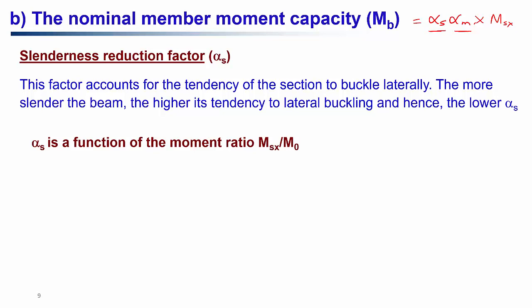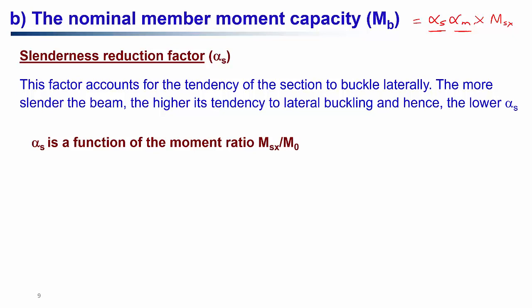And alpha S, as we defined earlier, is a slenderness reduction factor, and alpha S accounts for the tendency of the section to buckle laterally. The more slender the beam, the higher its tendency to laterally buckle, and hence the alpha S will be lower for that. So we are reducing the capacity, taking into account that the beam is more slender and there is a greater chance of lateral buckling of that beam.